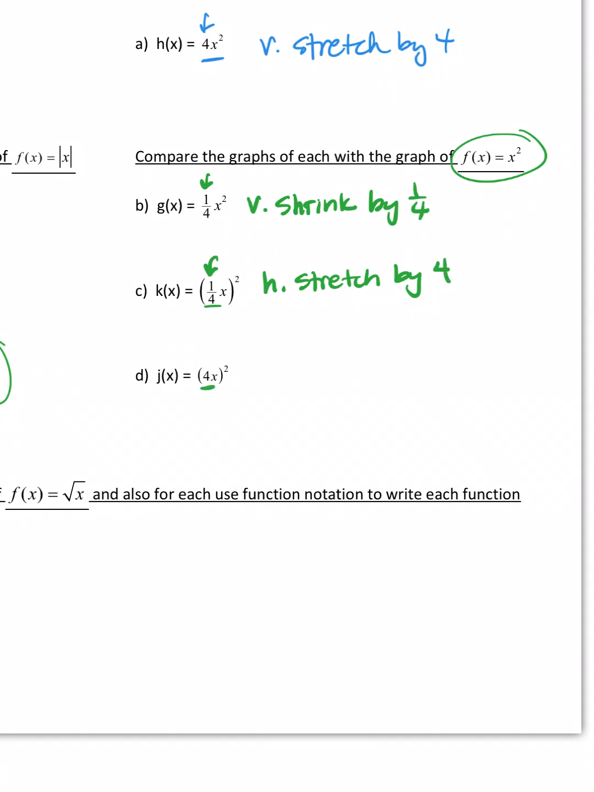And look at this one. This 4 is on the inside, so it's horizontal, opposite logic, so it's going to be a shrink. When you shrink, you go by fractions, so by 1/4. So remember, take the reciprocal.